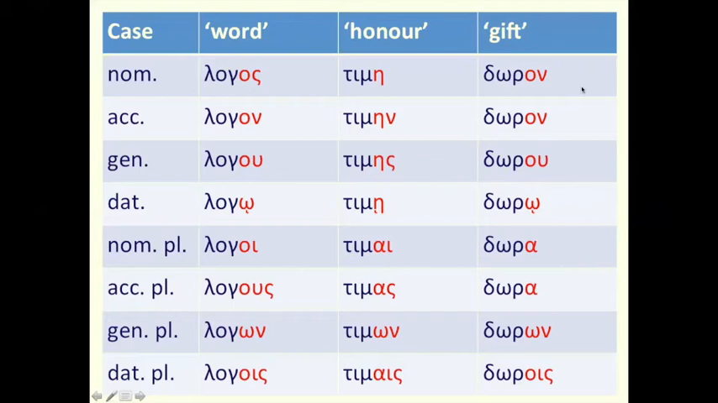There's one other respect in which word and honor and gift differ from each other, and that is in gender. Gender, remember, is something that all Greek nouns have. Word is masculine, honor is feminine, and gift is neuter.